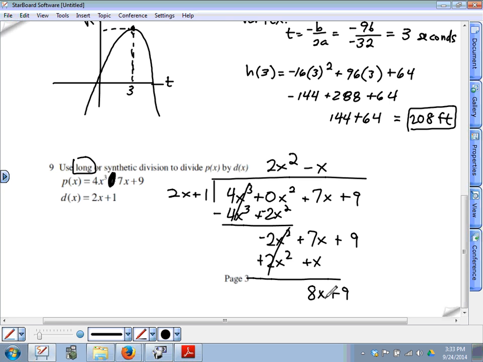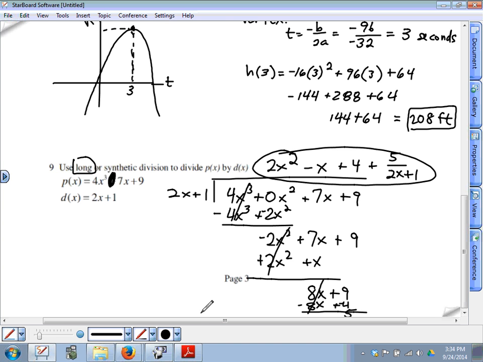2x to turn into 8x is going to require plus 4. So 4 times 2x is 8x. 4 times 1 is 4. Draw the line, switch the signs. We're left with a 5 as a remainder. So you add the remainder over the divisor. And that's the answer.